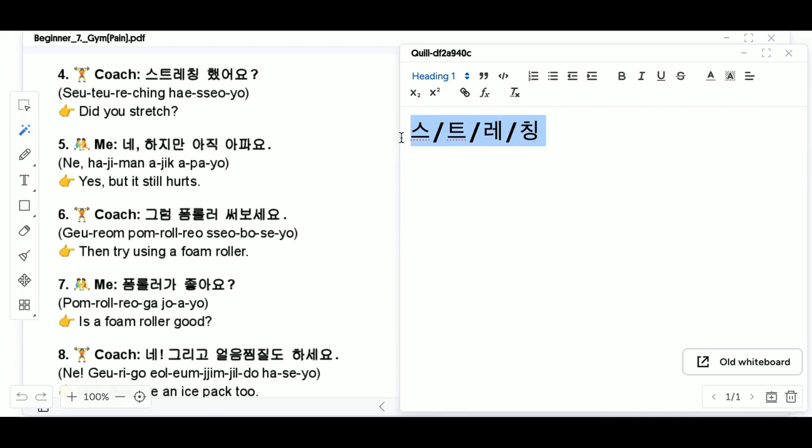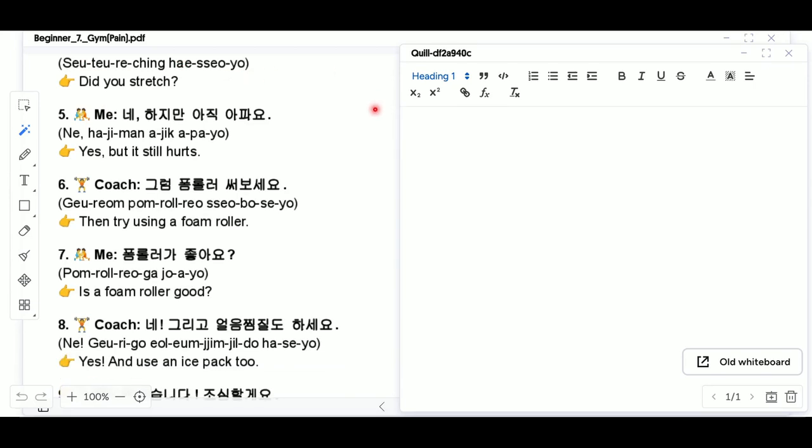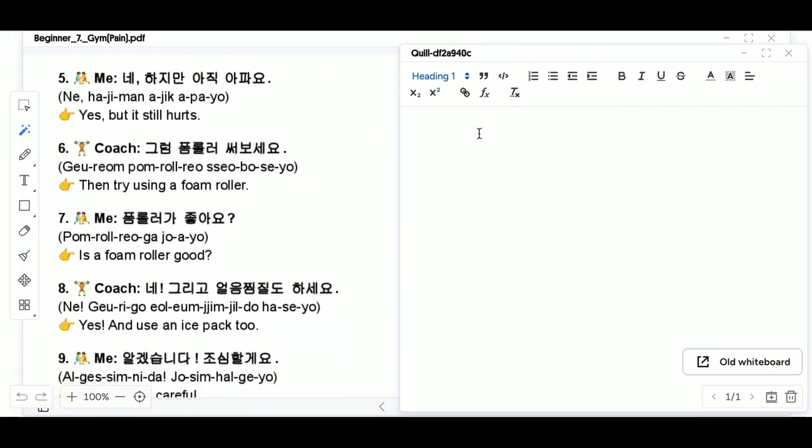So that's how you say 했어요. We know 했어요 was did, right? The past tense. 했어 and 했어요 was questioning. So did you do the stretching is what the coach was saying. And then number five, 네. We know 네, 응 is yes. 하지만 means but, like however. 하지만 아직 아파요.